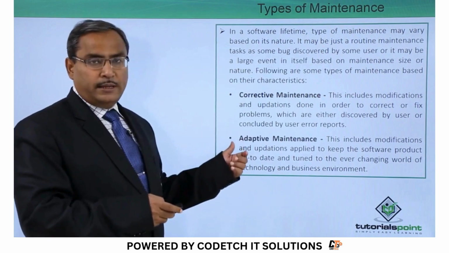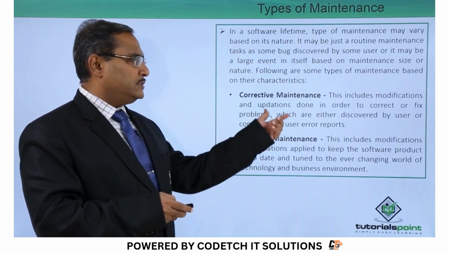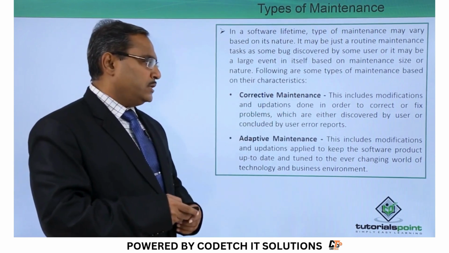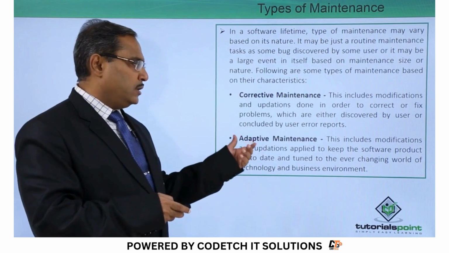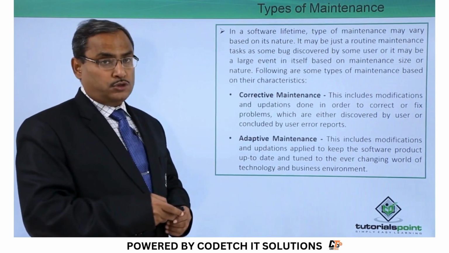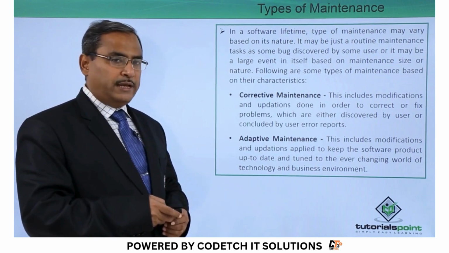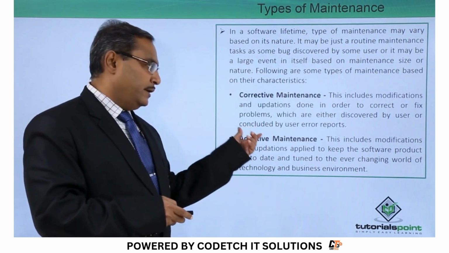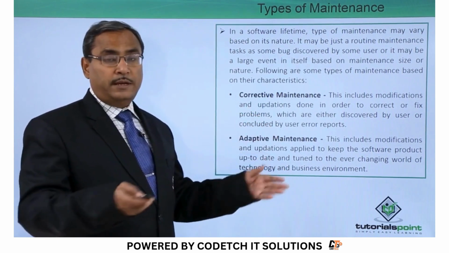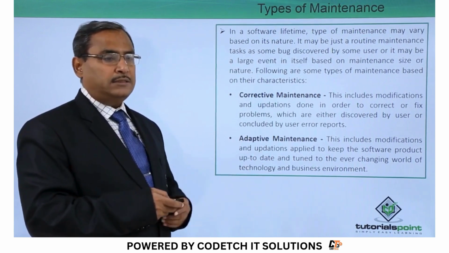The first one is corrective maintenance. This includes modifications and updations done in order to correct or fix problems which are either discovered by the user or concluded from user error reports. So which has been detected and observed by the user and included in the user error reports. That's why we conduct corrective maintenance to fix such bugs.